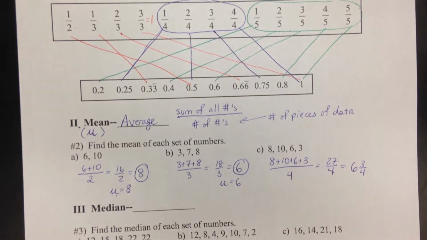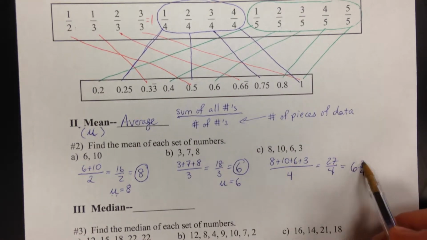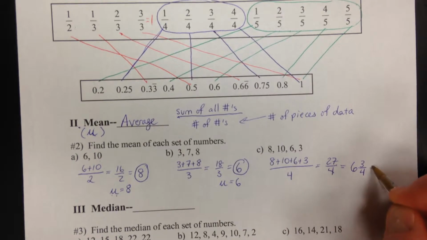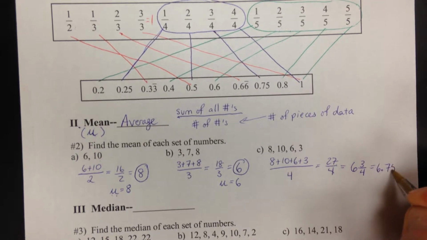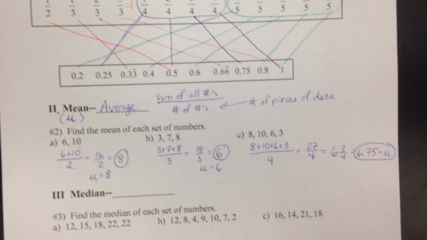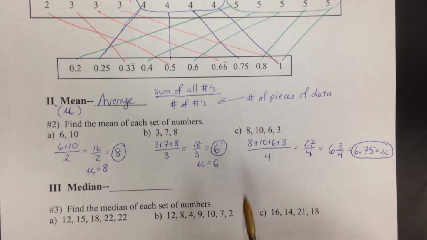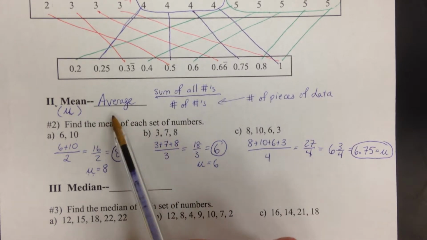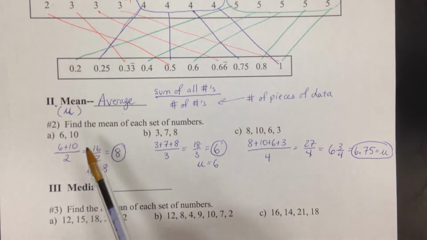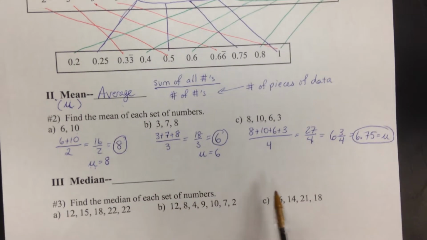If you wanted to write it like that, it would be 6, and then there would be 3 left over out of 4. But 3/4 is 0.75, so it's 6.75, and that would be the mean. That is the average of your numbers. Average, out of all the words that we talk about today for central tendency, average is most common because you use it for grades. You know, what is your average grade? Is it a 95? Is it an 82?